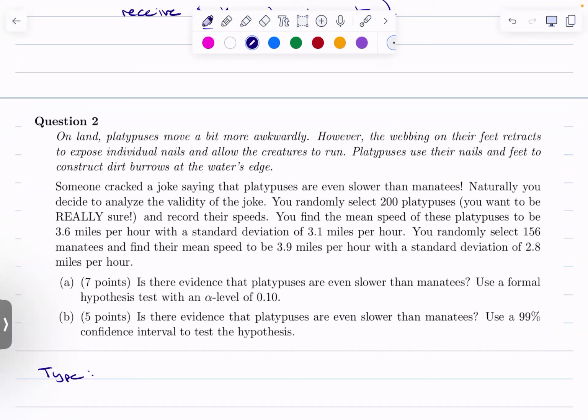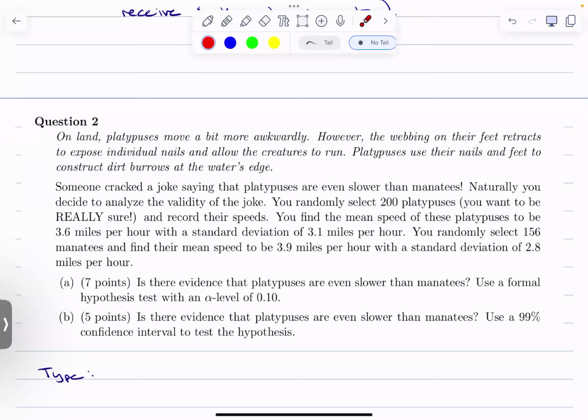Question 2. Someone cracked a joke saying that platypuses are even slower than manatees. The nerve. Clearly, I've used manatees. I've used manatee tests for 10 years now. It's a lot. Usually teach it about 4 times a year. Wow, it's a lot of manatees.